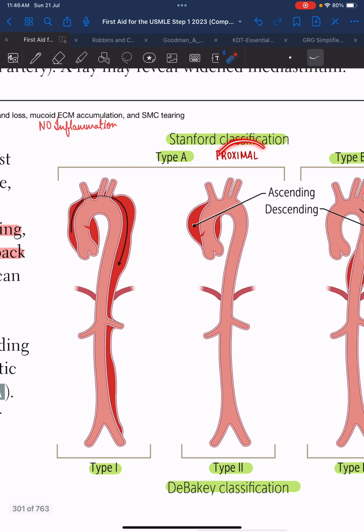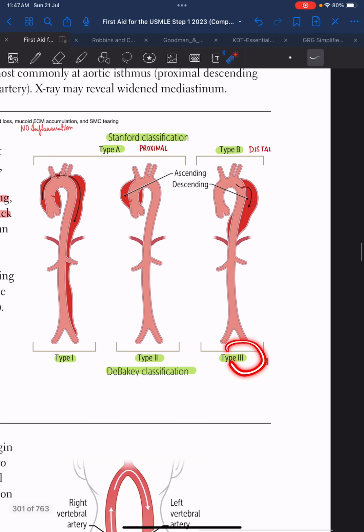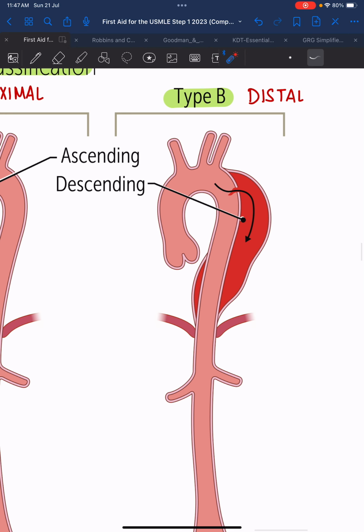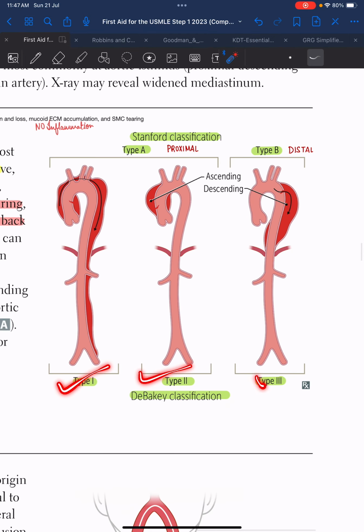Type 2 is, there is again a tear in the proximal region, but the extravasation of the blood is also restricted only to the proximal region. The third type is basically, there is a tear in the distal region and the extravasation of the blood is subsequently in the distal parts, okay. So these are the three classifications by DeBakey.